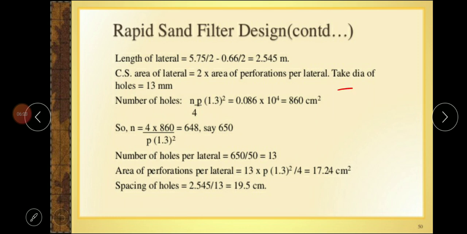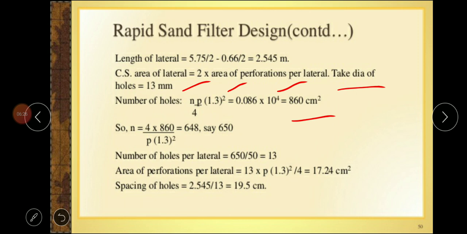Take diameter of hole as 13 mm. Number of holes n into pi divided by 4 into the diameter of holes, that is 1.3 centimeter square, is equal to 0.086 into 10 to the power of 4, is equal to 860 centimeter square.